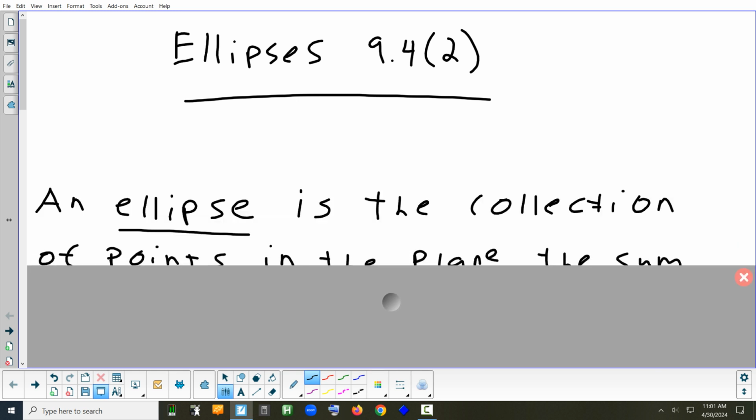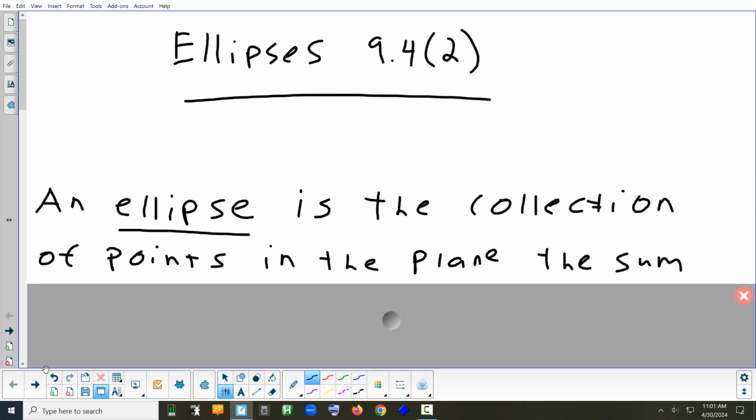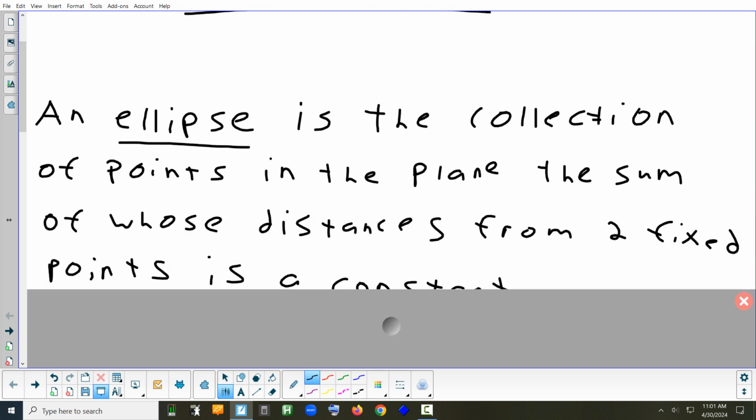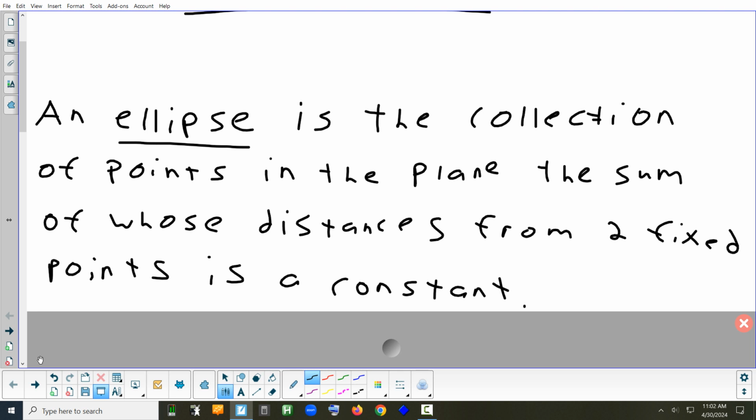All right, so let's start with the definition. So the definition of ellipse, first of all, is a two-dimensional shape. So it's a collection of points in the plane such that the sum of the distances to two fixed points is a constant. So it's not that we're measuring the distance to one place and then the distance to another place like yesterday and saying that those are equal. We're saying that if we measure the distance to one fixed point and then another fixed point and add them together, it comes out the same.